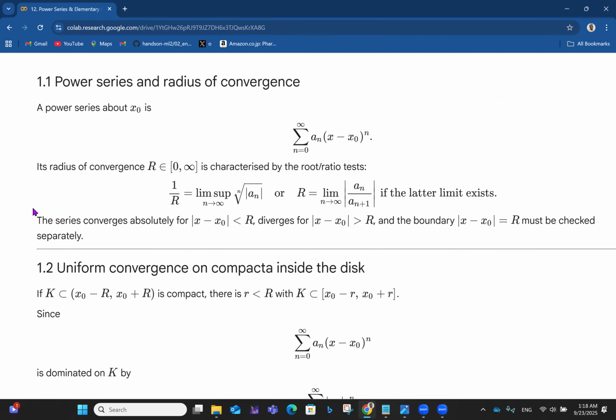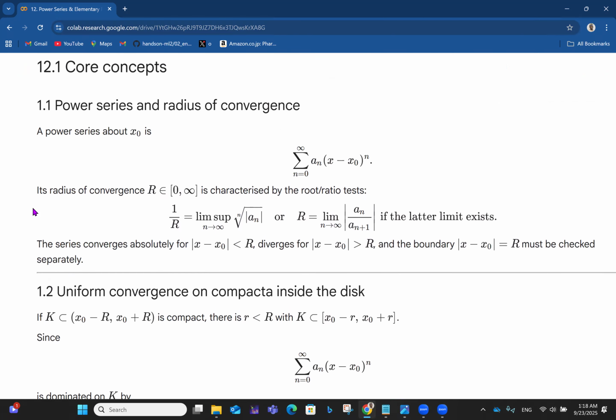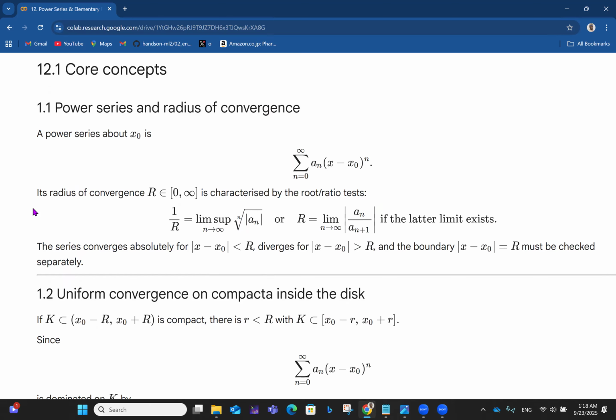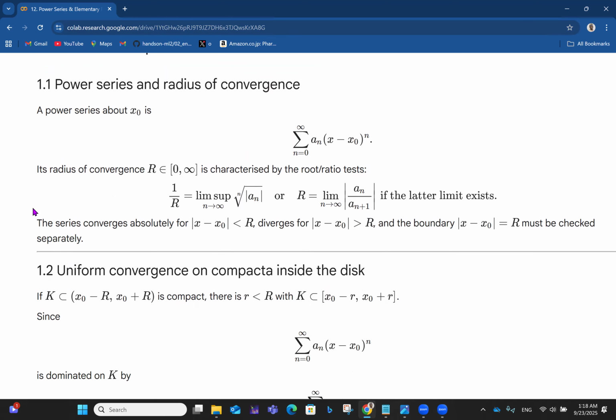First of all, we have power series and radius of convergence. Of course, like we already know, a power series about x naught. The other time the center was a, right? So when we say about x naught or about a, it means that x naught or a is the center. In this case, it's x naught.